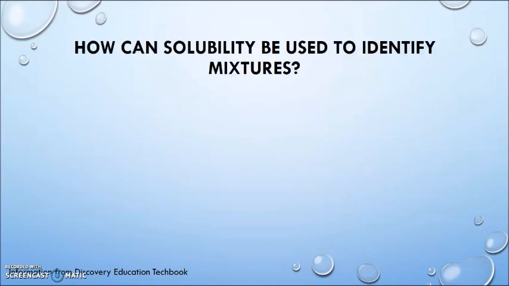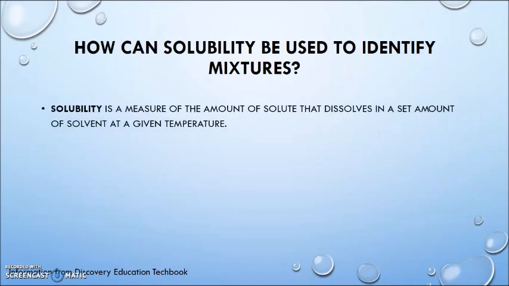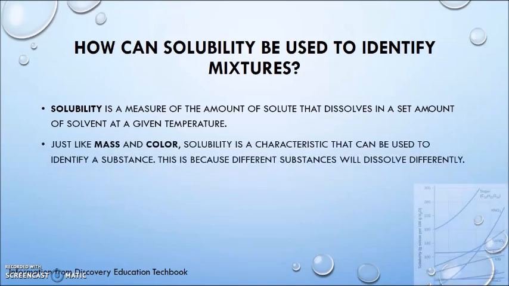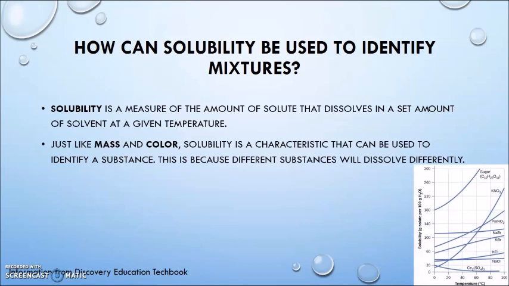How can solubility be used to identify mixtures? Solubility is a measure of the amount of solute that dissolves in a set amount of solvent at a given temperature. Just like mass and color, solubility is a characteristic that can be used to identify a substance. This is because different substances will dissolve differently.